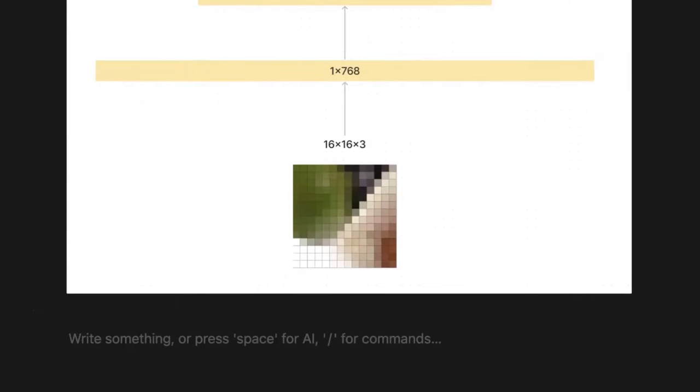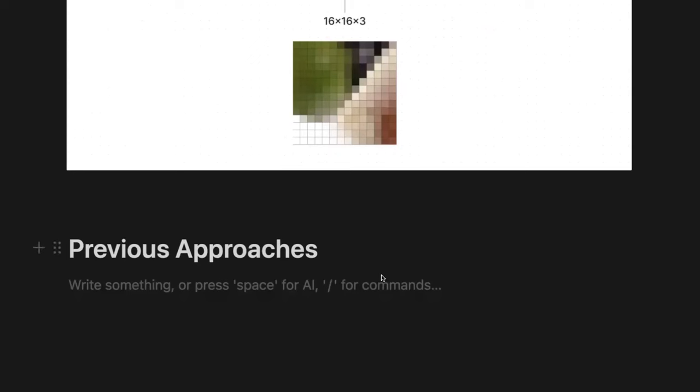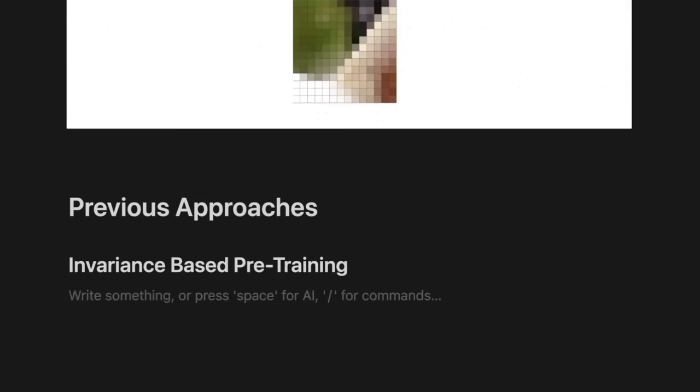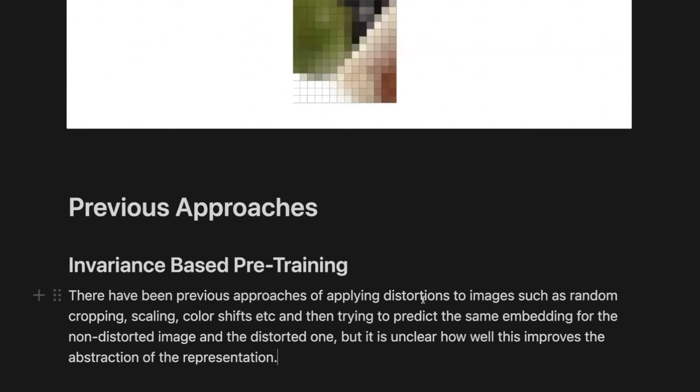So at the start of the paper, they dive into what some of the previous approaches were. They start by talking about invariance-based pre-training. In this context, they talk, just like at the beginning when we were talking about the properties of convolutional neural networks, there have been some pre-training methods that do distortions on the images, such as random cropping, scaling, color shifts, etc., or just moving the image around. And then they'll feed in the original image and feed in the one that's been distorted, and use that as a pre-training technique to try to get the representations for both the distorted image and the original image to be in the same embedding space. So that's what they call invariance-based pre-training.